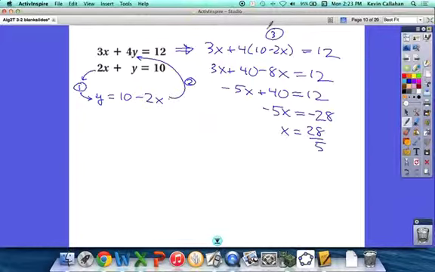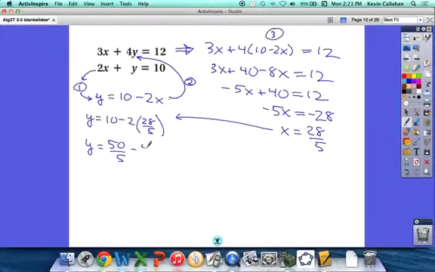How do I find the y coordinate? Yeah, I'm going to go back to the result of step 1, which was to make this equation. Because it's already solved for y, that's the perfect place to plug in for x and find y. Right, so this goes in here. y equals 10 minus 2 times 28 over 5. y equals 50 over 5 minus 56 over 5.